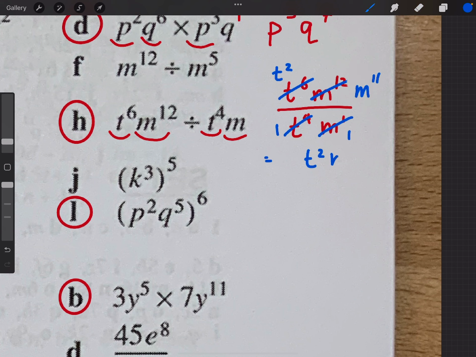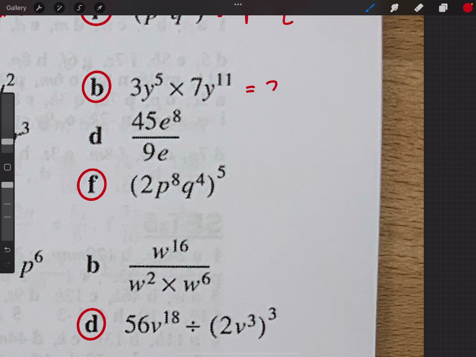Alright, question B. We're going to multiply these two together, so we're going to get 7 times 3, which is 21. y to the 5 times y to the 11 is y to the 16. We add the powers.